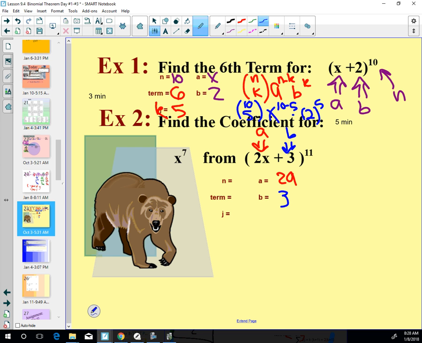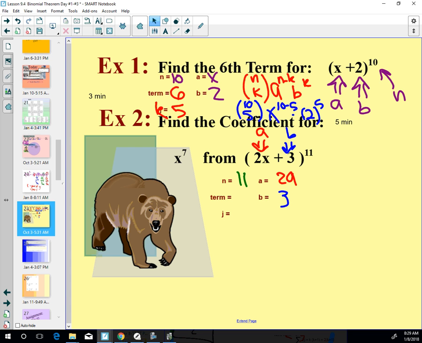What's n, or the power, for this example? The power is 11. So write that down. Now the term is the part that's a little tricky. We have to figure out what it is. If you took 2x plus 3 11 times, the first thing is going to be x to the 11th, then x goes down: 10, 9, 8, 7.